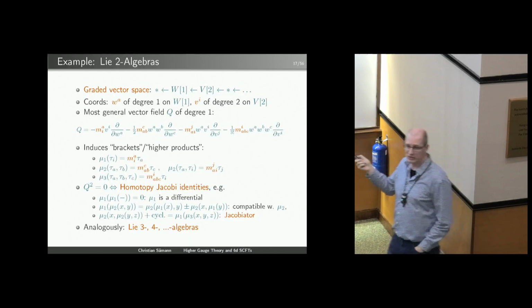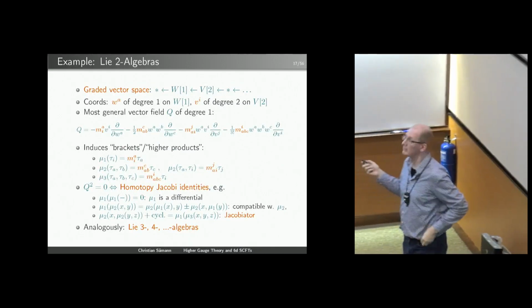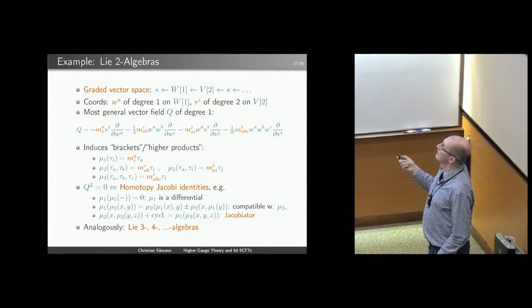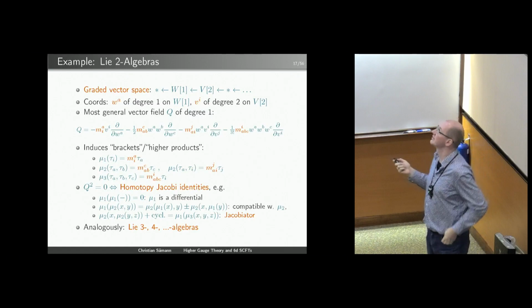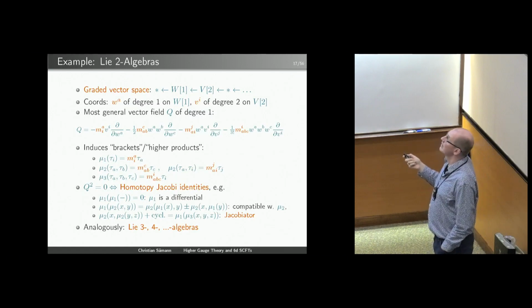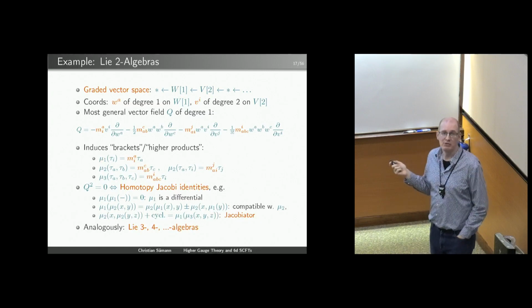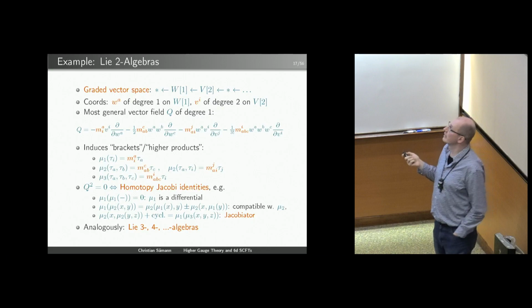Okay, so here's the Lie2 algebra. I'll go through this example in detail, then you might see it. Lie2 algebra means we have two non-trivial components of our graded vector space, something in degree 1 and something in degree 2. Let's go through this example explicitly because it's the first higher example and interesting. So we have coordinates of degree 1 on V1, w, and of degree 2 on V2, v. And now we construct just the most general vector field Q of degree 1 that you can imagine.